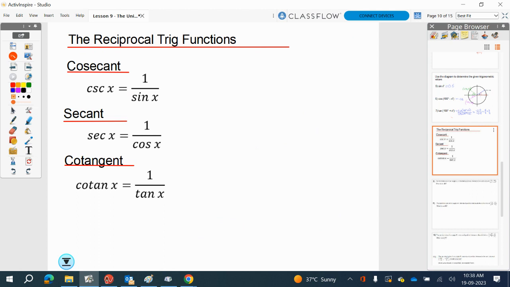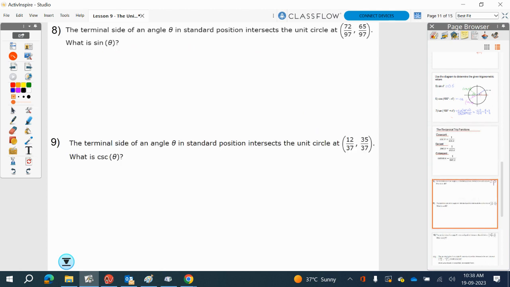Not a huge fan myself of these trig functions. Whenever I get a problem with those in, I replace it immediately with the proper one. I'm not a big fan of them. But they're on the syllabus, and you'll be tested on them a little bit. So let's have a look at a question or two.